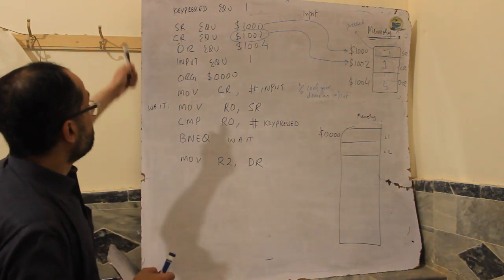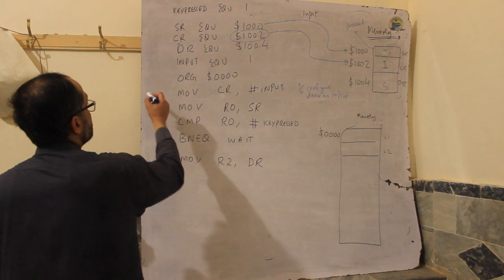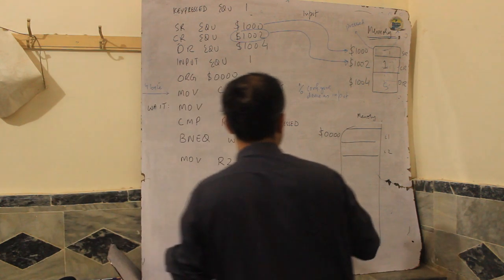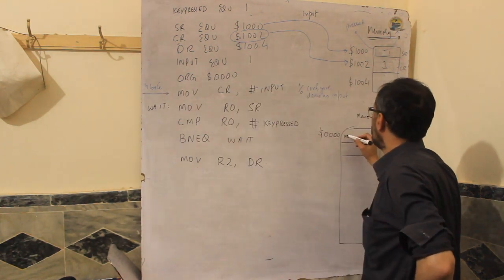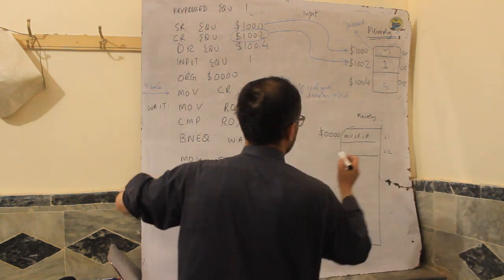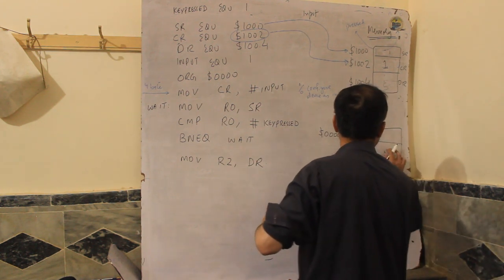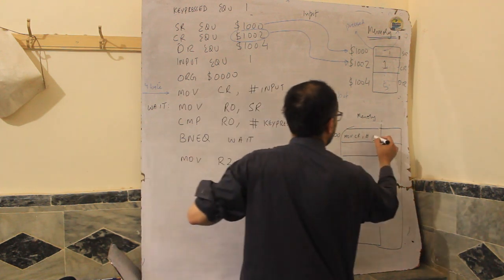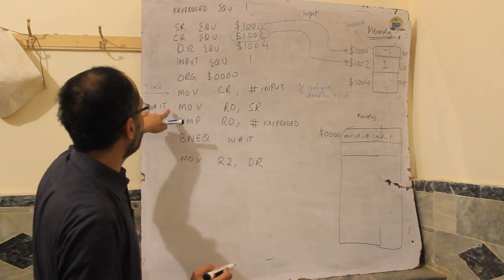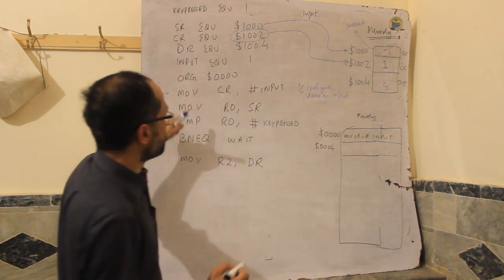So if you look at the memory map, it starts with an instruction ORG, and let's assume that the size of each instruction is 4 bytes. So the first instruction will be the move instruction, move CR hash input. This is instruction 1, move CR hash input. This has an address of $000. So the next address will be $0004. Let's assume the size of this instruction is 4 bytes.